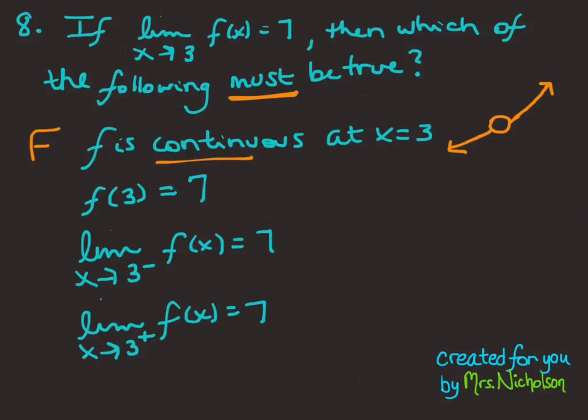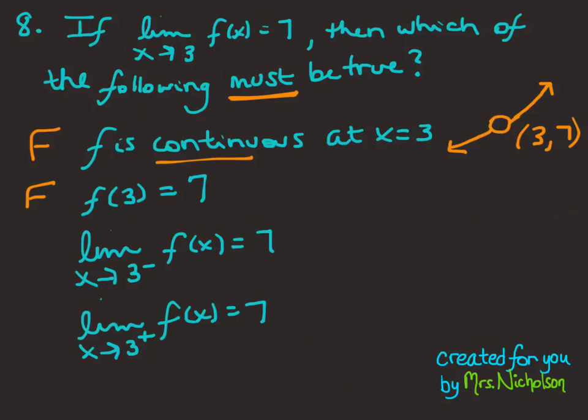The next statement says that f of 3 equals 7. Now again, I can go back to the picture that I just drew. We might have a hole there at (3, 7). When x is 3, the limit is 7, but we don't know that the value of the function is 7 because it might be a hole. And so that one too is false.